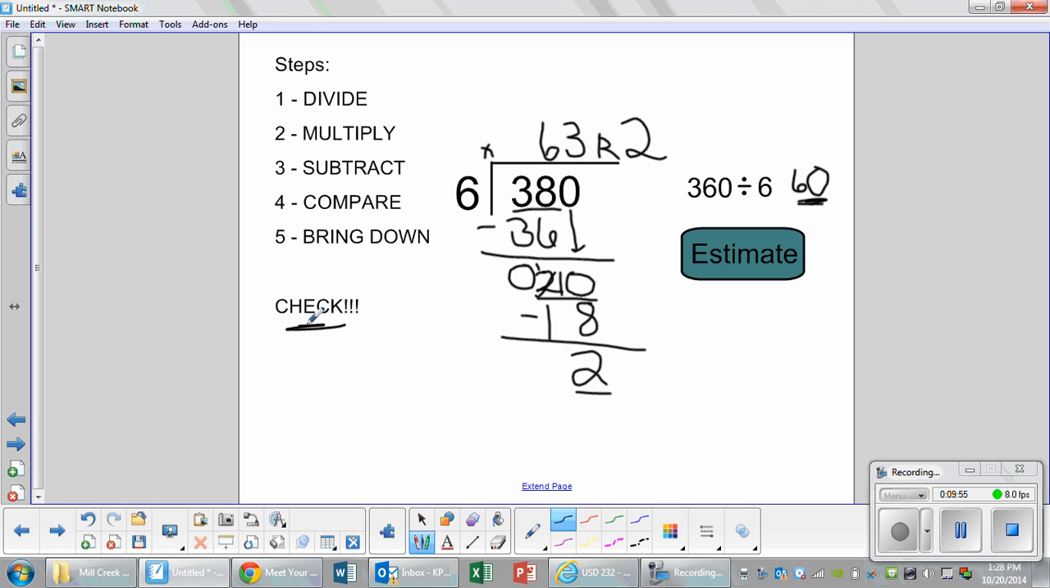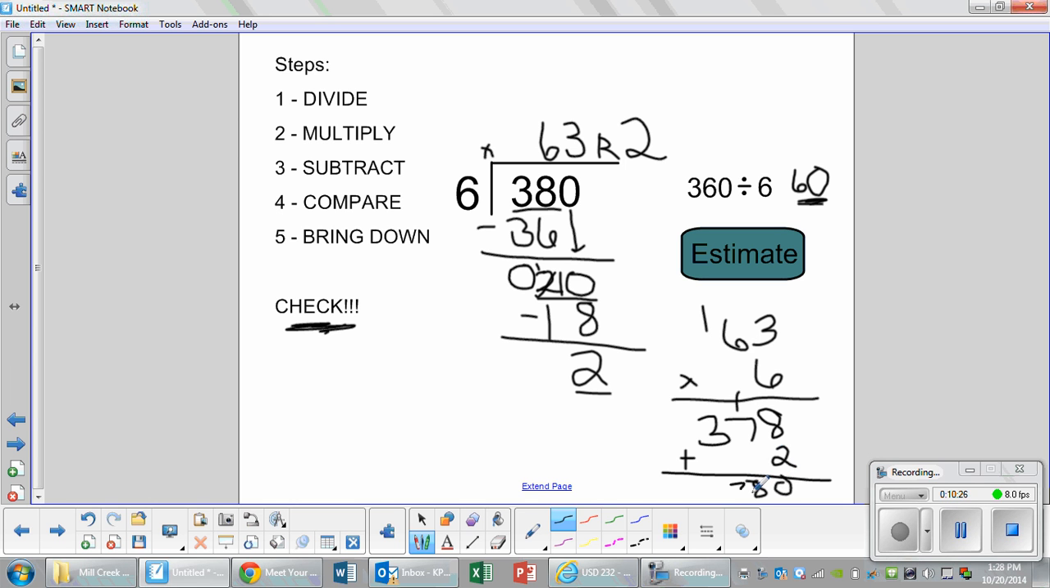The last thing I need to do, and the most important, is check. So if I take 63 times 6. 6 times 3 is 18. 6 times 6 is 36 plus 1, so 37. Then I need to add my remainder. That's key to remember. You always add your remainder. So you multiply these, add your remainder when you're checking. And your final answer, 380. Since these two numbers are the same, that tells me that 63 remainder 2 is the correct quotient.